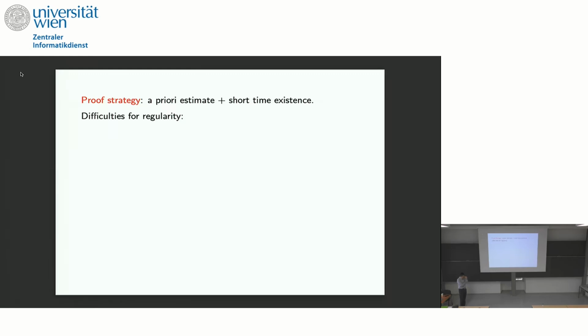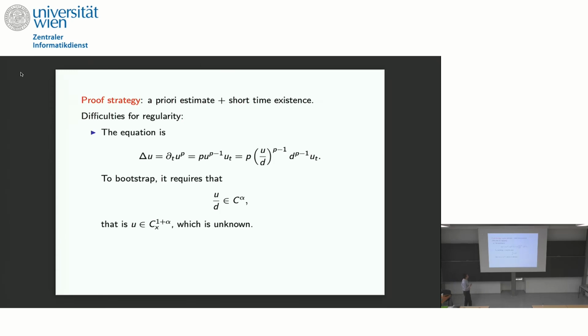Okay, now let me say a few words about the proof strategy. Of course, we are posing this theory for weak solutions, but for us, we prove a priori estimates, and then by approximation the solutions are the same. Okay. Now, what is the difficulty for the regularity? Now we look at this equation, right? u to the power p, take a time derivative, equals Laplace u. If you take the derivative out, it's p u^{p-1} u_t. And we know u is comparable to the distance. Okay, so u over d, and d to the power p minus 1, u_t.